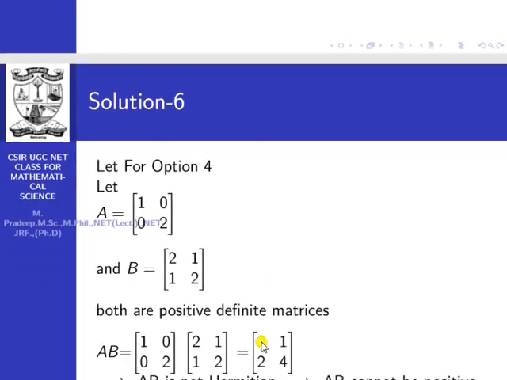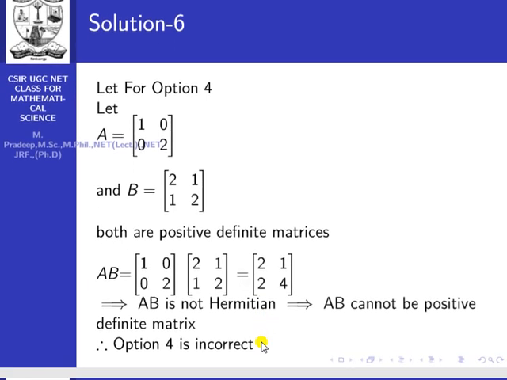So for option 4, we want to prove whether AB is a positive definite or not.